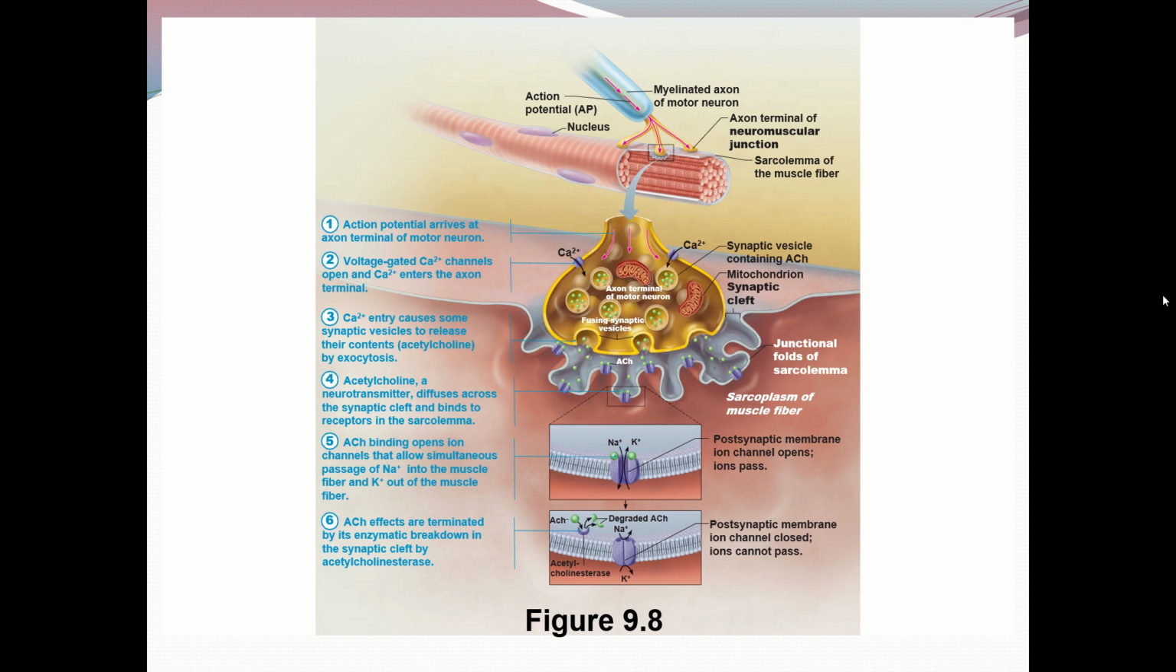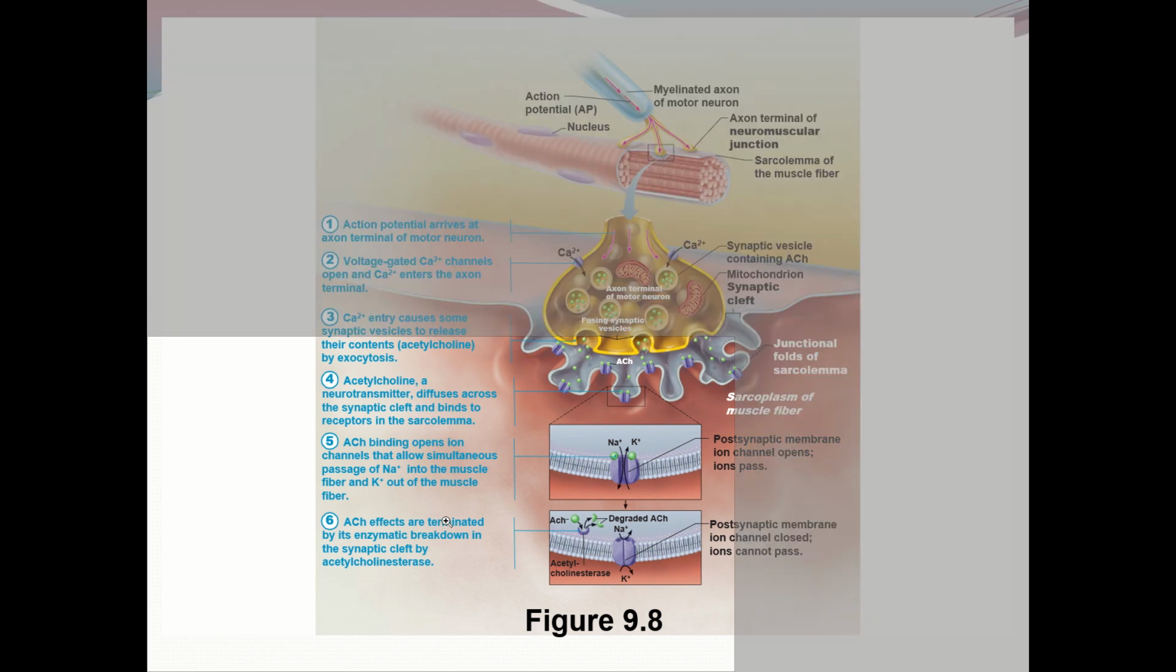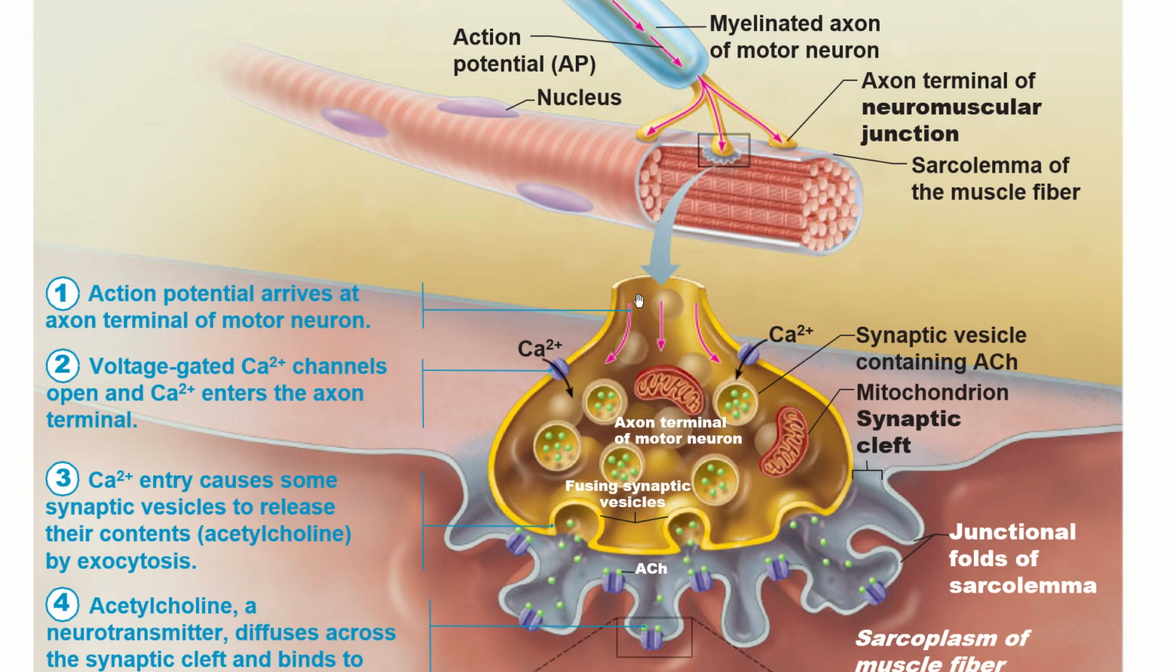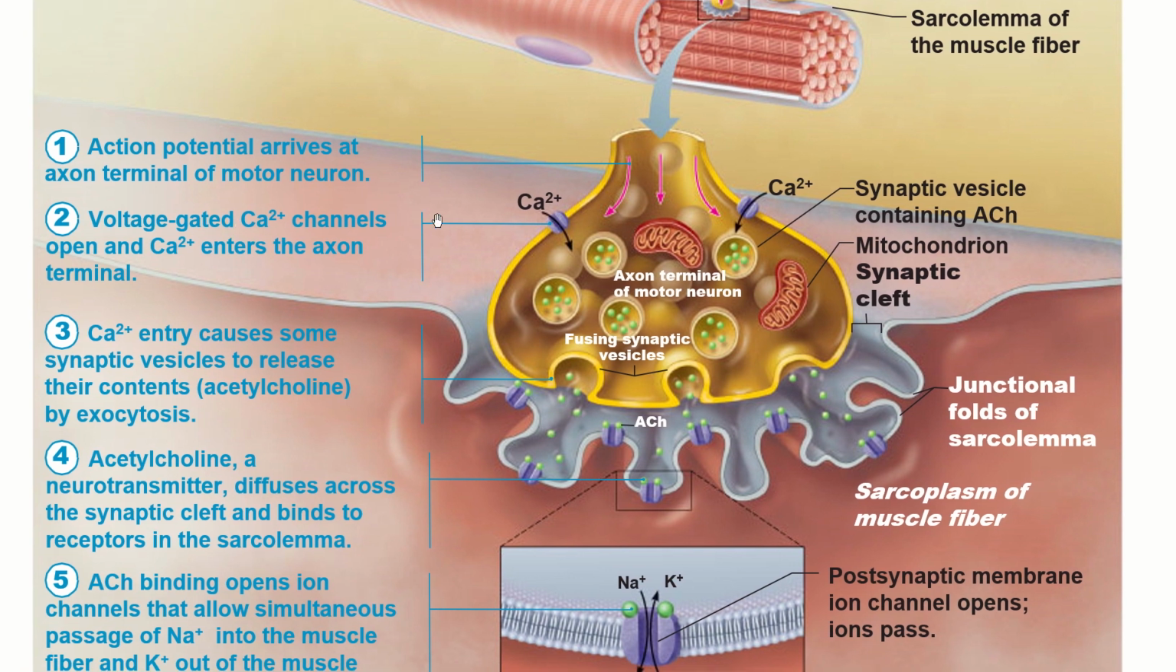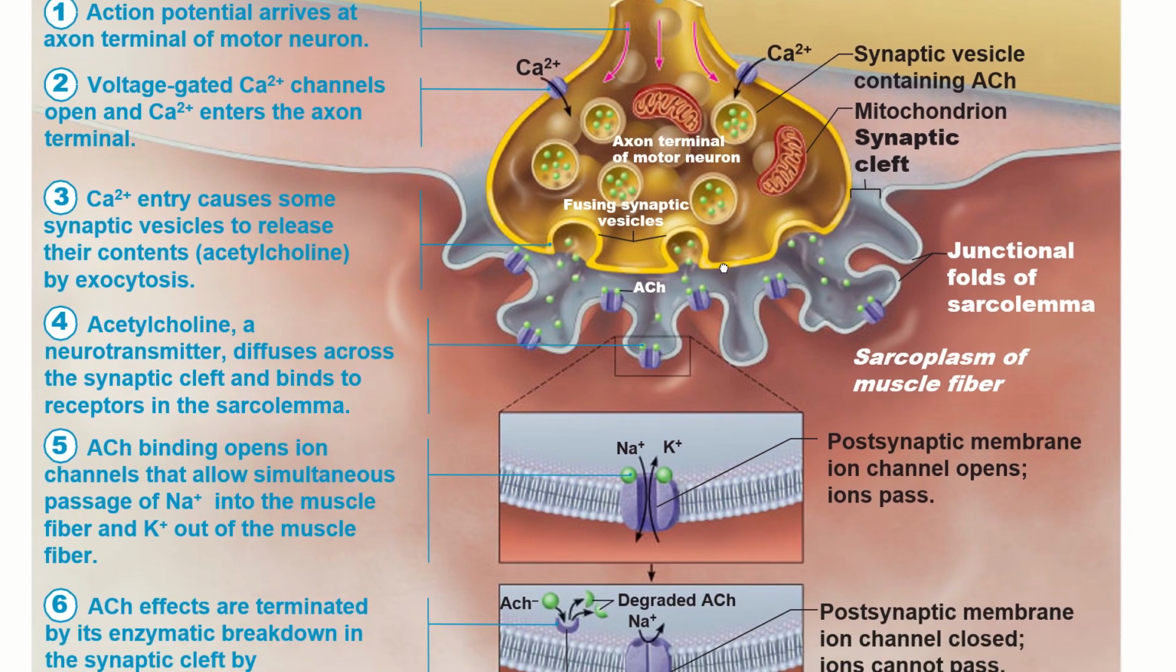So this figure shows the steps of generation of the action potential. So in number one, the action potential arrives at the axon terminal of a motor neuron. So this is the axon terminal of the motor neuron. In number two, voltage-gated channels open and allow for calcium to enter the axon terminal. Number three, calcium entry will cause the synaptic vesicles containing acetylcholine to release their contents by exocytosis.